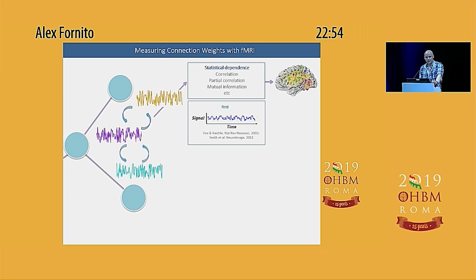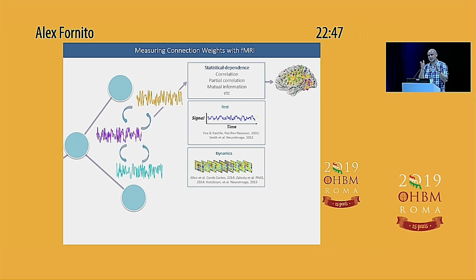Over the last few years, there's been a lot of interest in looking more at dynamic aspects of activity. In this case, you might do a sliding window analysis. You construct networks at different snapshots in time, and that allows you to examine how the network evolves through the time period.